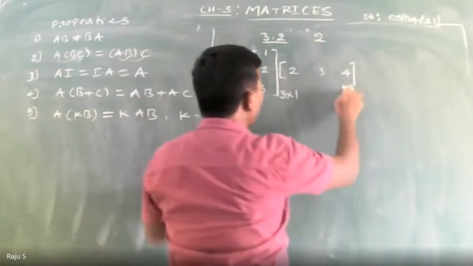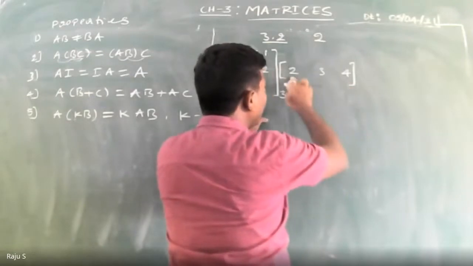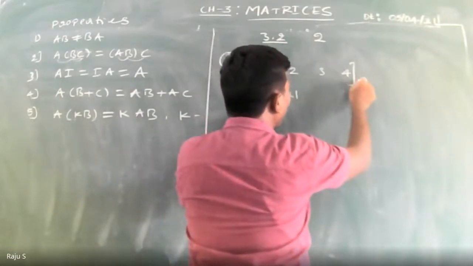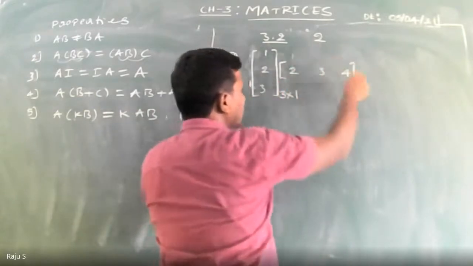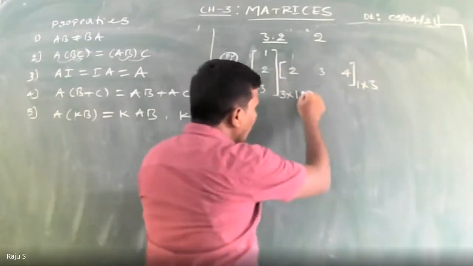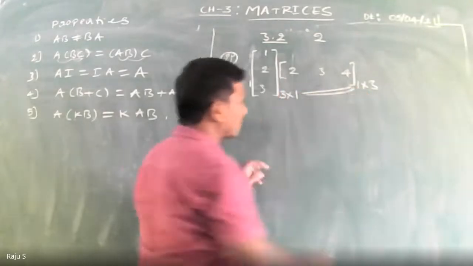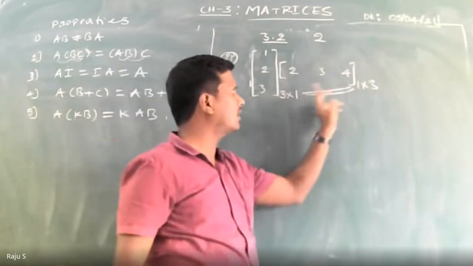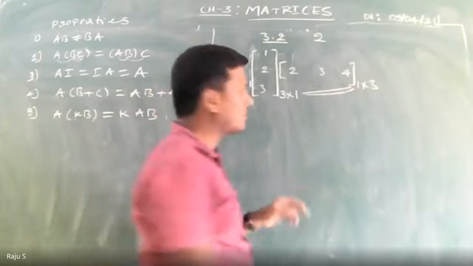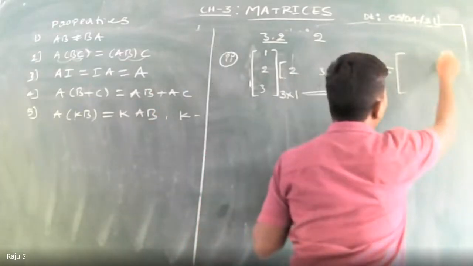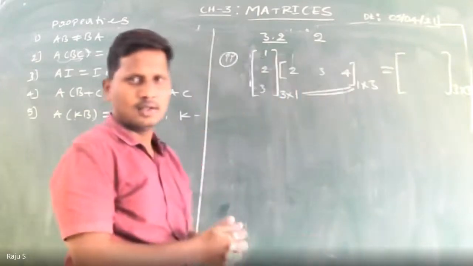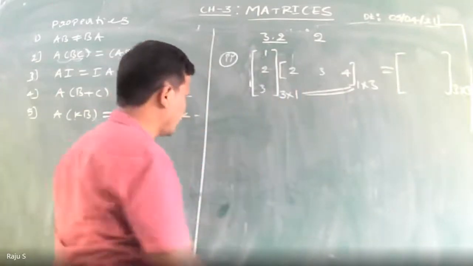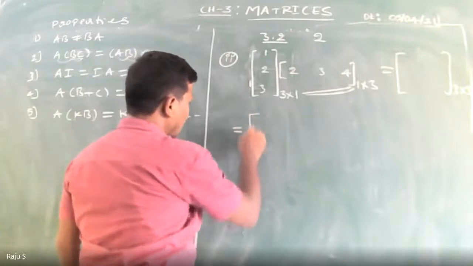Now coming to this one, what is the order of this? How many rows are there? 1 row. How many columns are there? First column, second column, third column. Now if you observe here, this is clearly equal: 1 is equal to 1. So what is the resultant matrix we are going to get? We are going to get the resultant matrix of order 3 by 3. Okay, let us see that 3 by 3 matrix first.